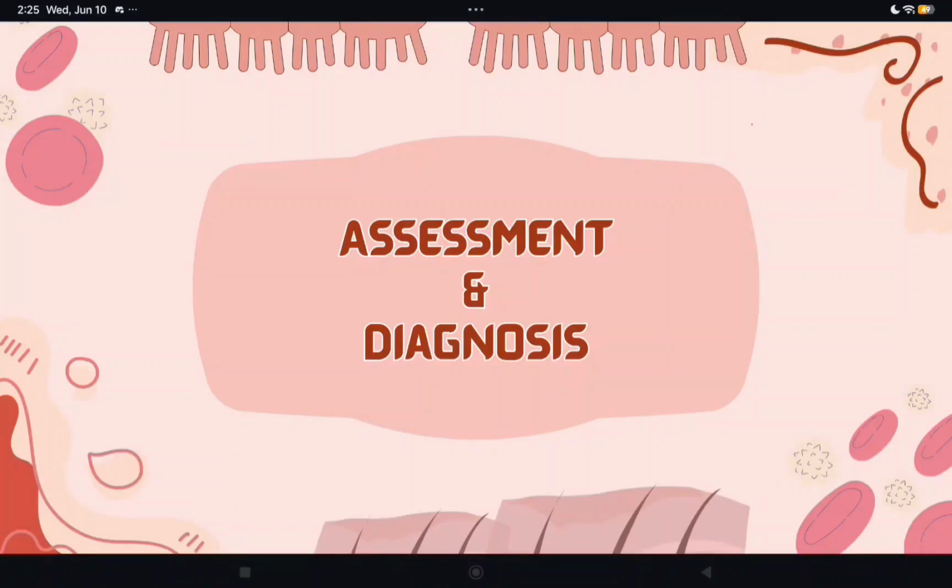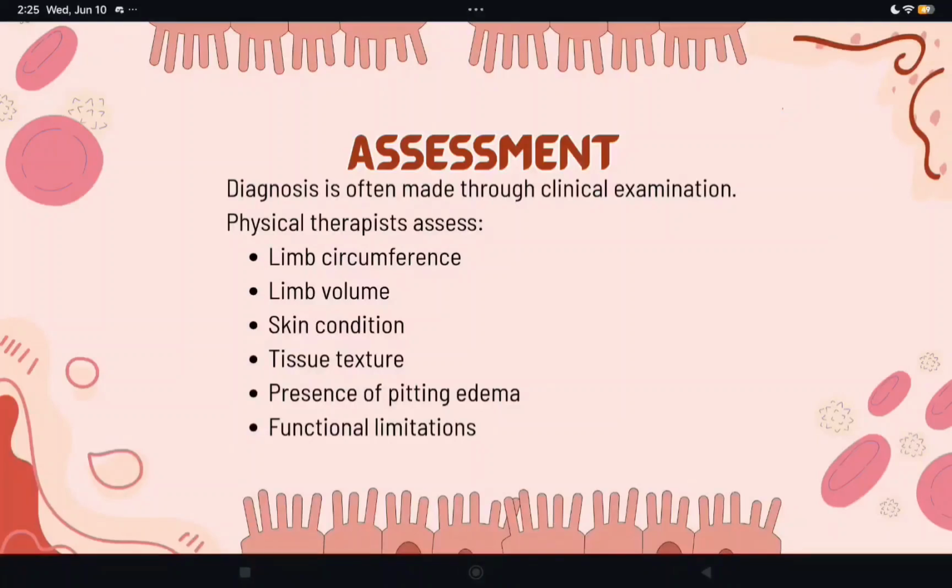Now, assessment and diagnosis. Diagnosis is often made through clinical examination. A physical therapist would assess limb circumference, limb volume, skin condition, tissue texture, presence of pitting edema, and functional limitations.